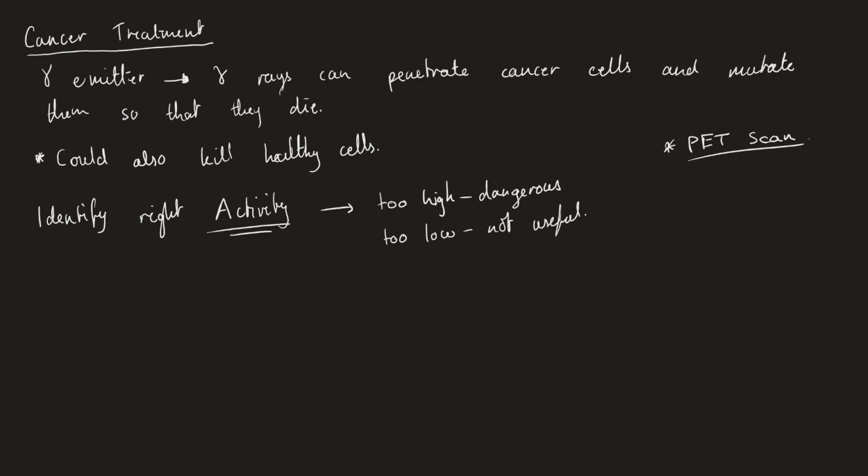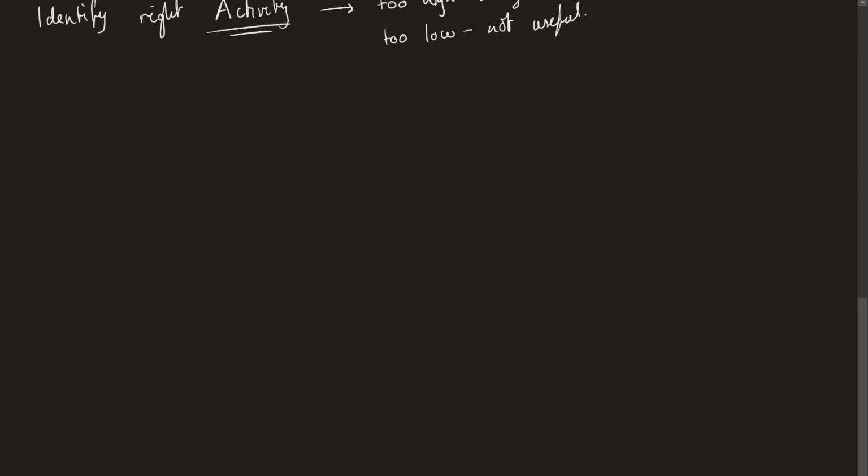So as always with these, we have to try and find the perfect source. This is why we have to quantify this activity and half-life. And we'll talk more about the other dangers of each of the types of radiation in another video after this one. Now, the final use that I'm going to go through is carbon dating. So carbon dating is our final method of radioactivity.